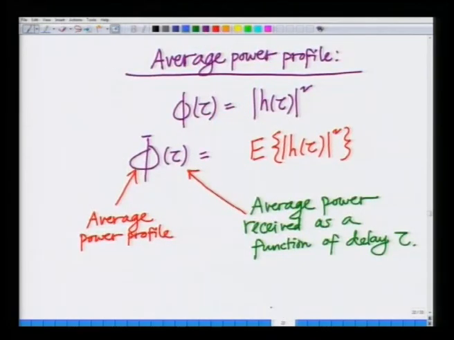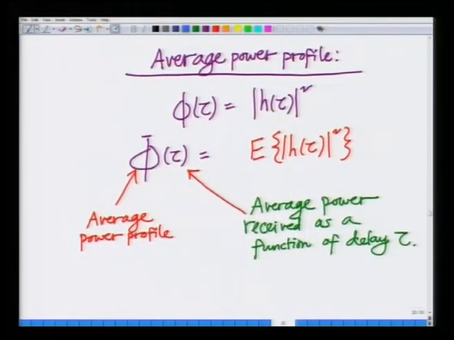And then we also said this power profile that we looked at varies from channel to channel. So, if we have a large number of users in my 3G, 4G wireless cellular system, I can look at all the channels and compute the average power profile, which is obtained by taking the expected value of these power profiles, or taking the power profiles of different users and computing their average. That is known as the average power profile, which is phi bar of tau.